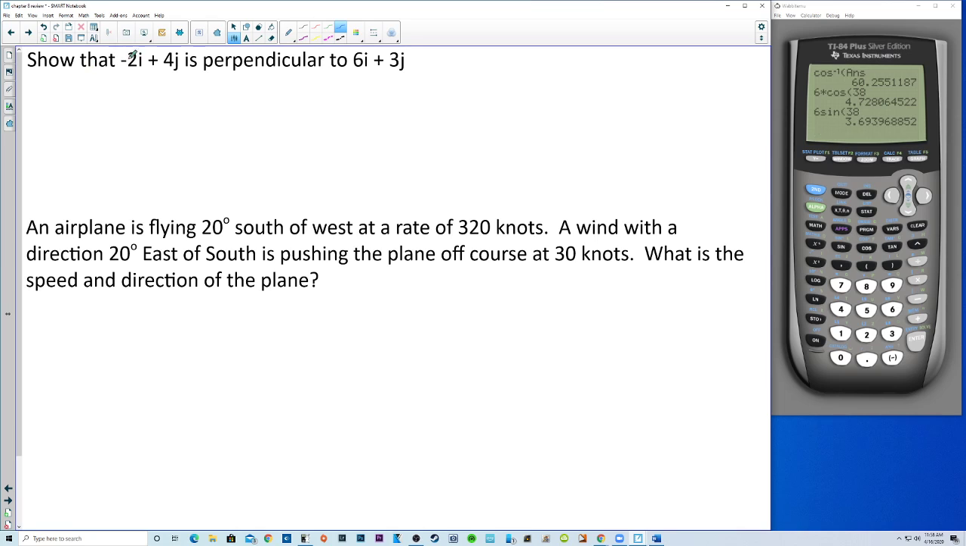Show that negative 2i plus 4j is perpendicular to 6i plus 3j. If we take negative 2 times 6, we get negative 12, plus positive 12 is equal to 0. The dot product is equal to 0. They are perpendicular to each other, and we say that they're orthogonal.